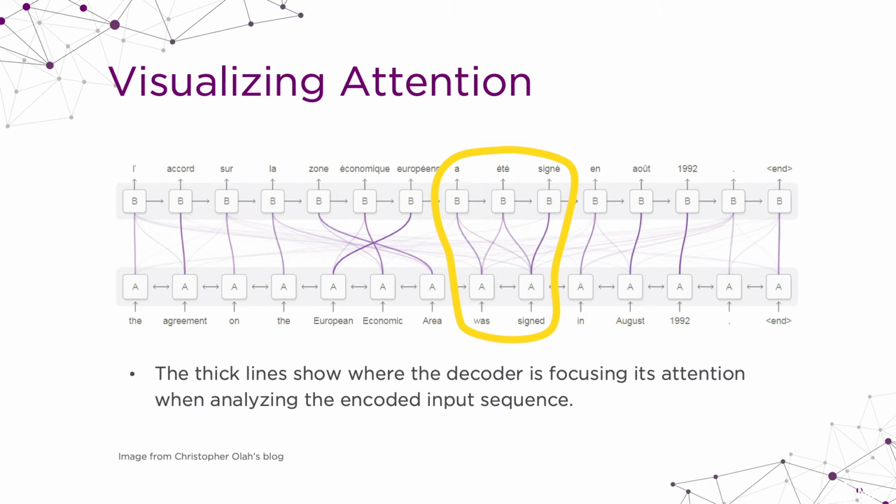And you see that when the decoder is producing the output "a" and "été", it is looking at the same word, which is mostly "was". Well, you see, it's not perfectly just one word, but it is mostly looking at the word "was". And here, when it's producing "signé", it is looking at the word "signed".